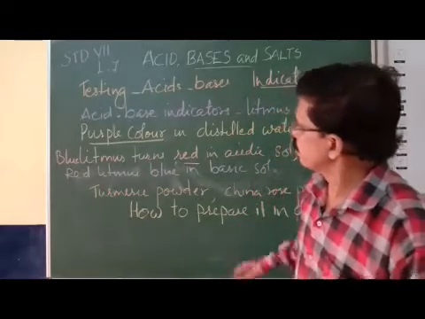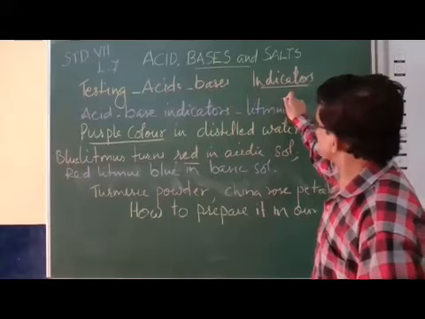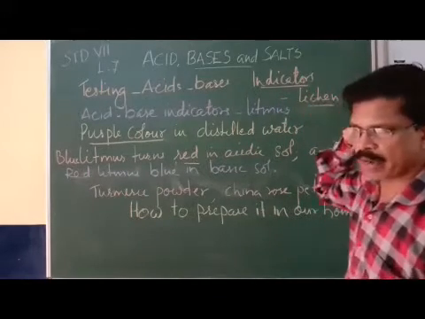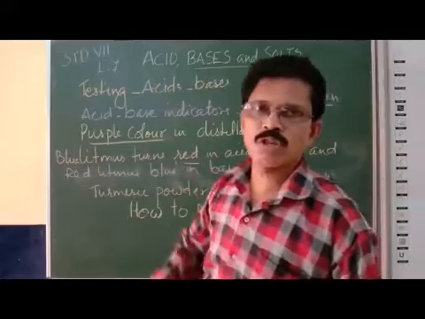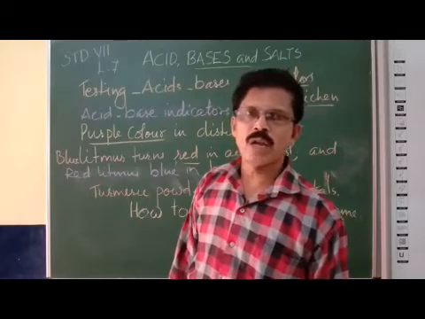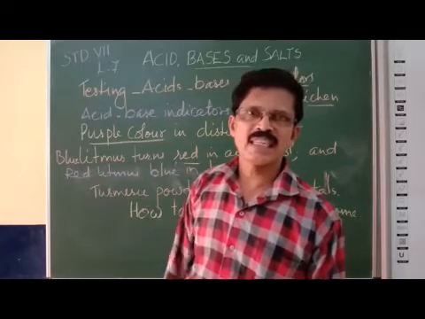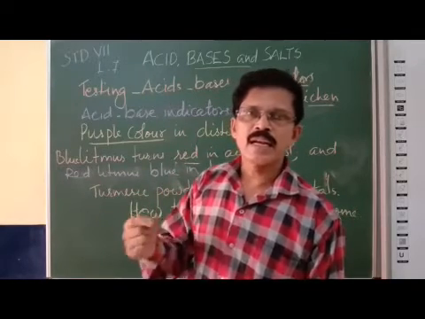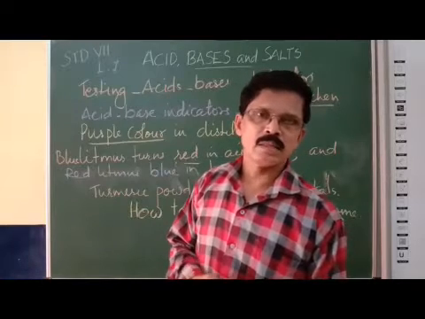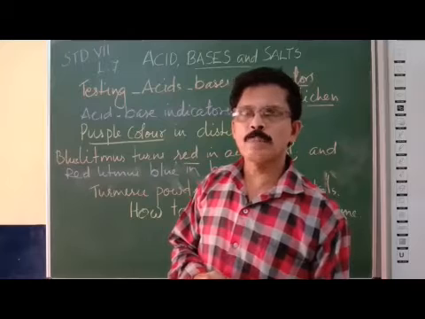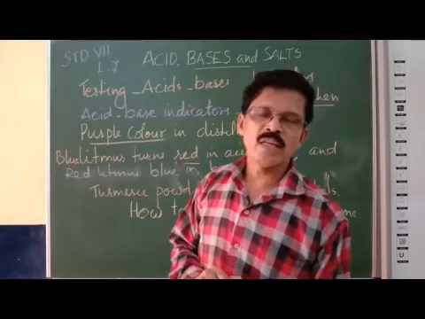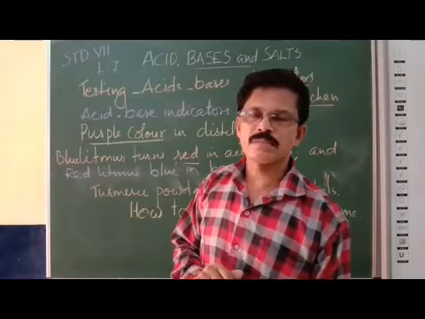Litmus is made from a plant we call lichen, L-I-C-H-E. What is lichen? Lichen is a plant which grows on the bark of trees and old trees. They are brownish to yellowish to whitish in color and contain this type of chemical. So, lichen is also called a pollution indicator. Why is lichen called a pollution indicator?